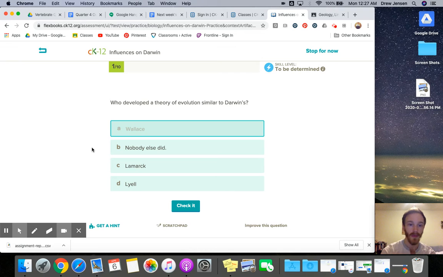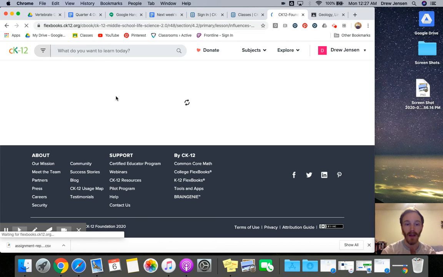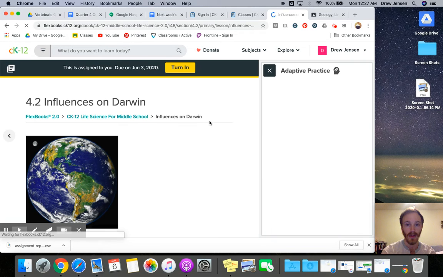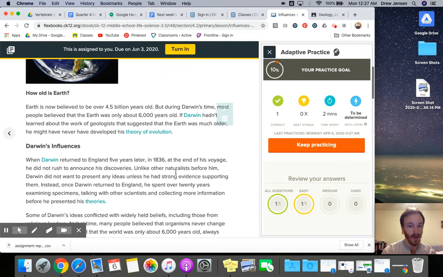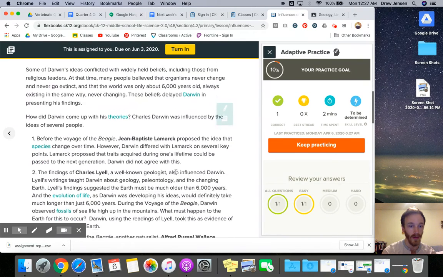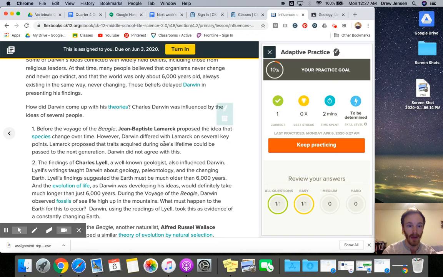Actually, let's do something else to just confirm before I click on it. So Wallace, Lamarck, and Lyell. Back here, they have the back button and they have a stop for now button. If we click the back button, it's going to save where your progress is at, and it should bring you back to the reading, if I remember correctly. Yes. All right, let's see if we can find those names. Okay, Lamarck. So here's the first one. They kind of had different ideas.